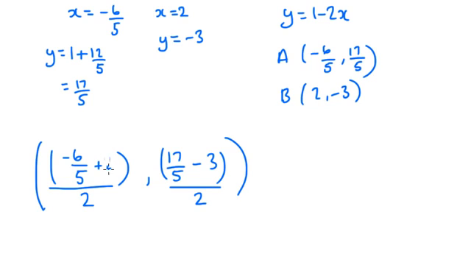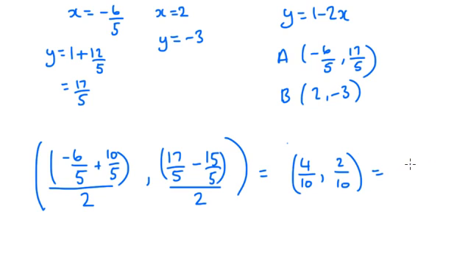I'm going to write this 2 as 10/5, and I'm going to write 3 as 15/5, so that I've got common denominators and can collect them together. So that's going to be minus 6 plus 10 is 4/5, but I'm also halving it, so that's going to be 4/10. And 2 over 5 divided by 2 is going to be 2 over 10, which cancels down to 1/5.